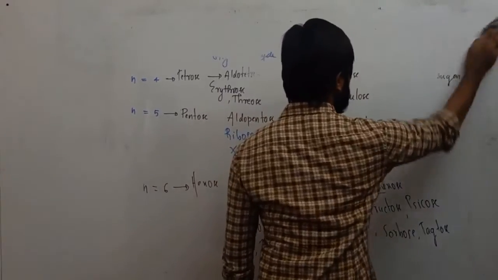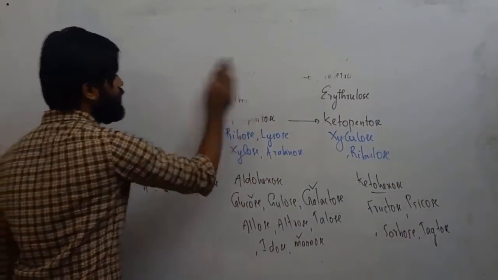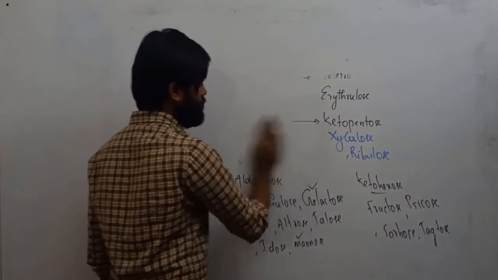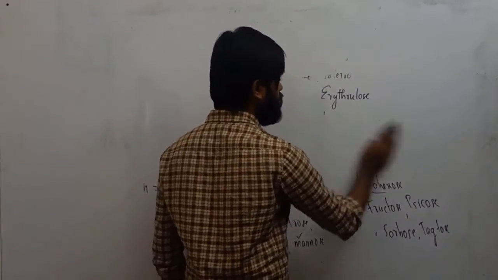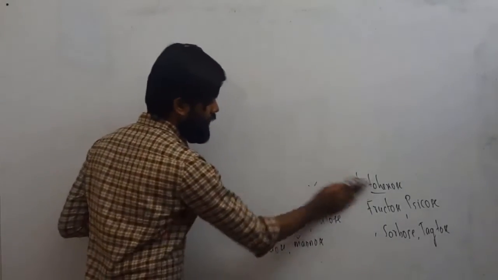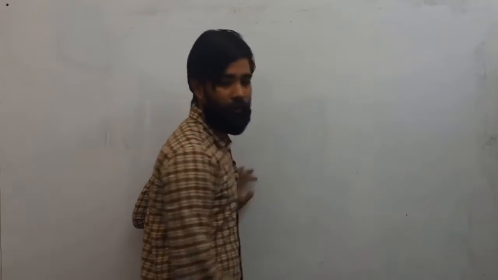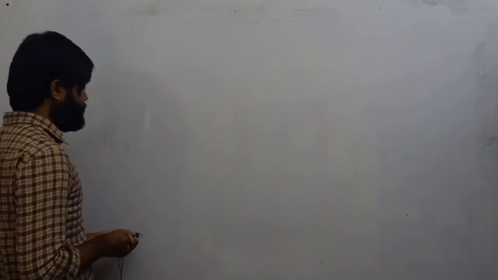this is the first category in the classification based on hydrolyzable units. This is the first one, the non-hydrolyzable unit called the monosaccharide, where the monosaccharide is classified again into different categories. Okay, fine.